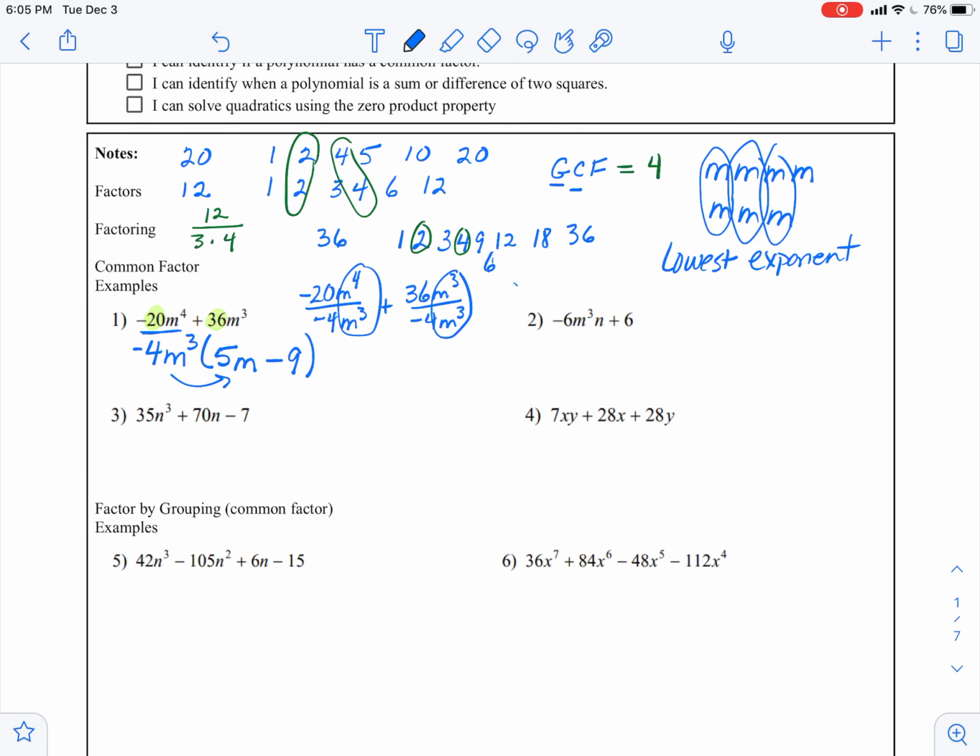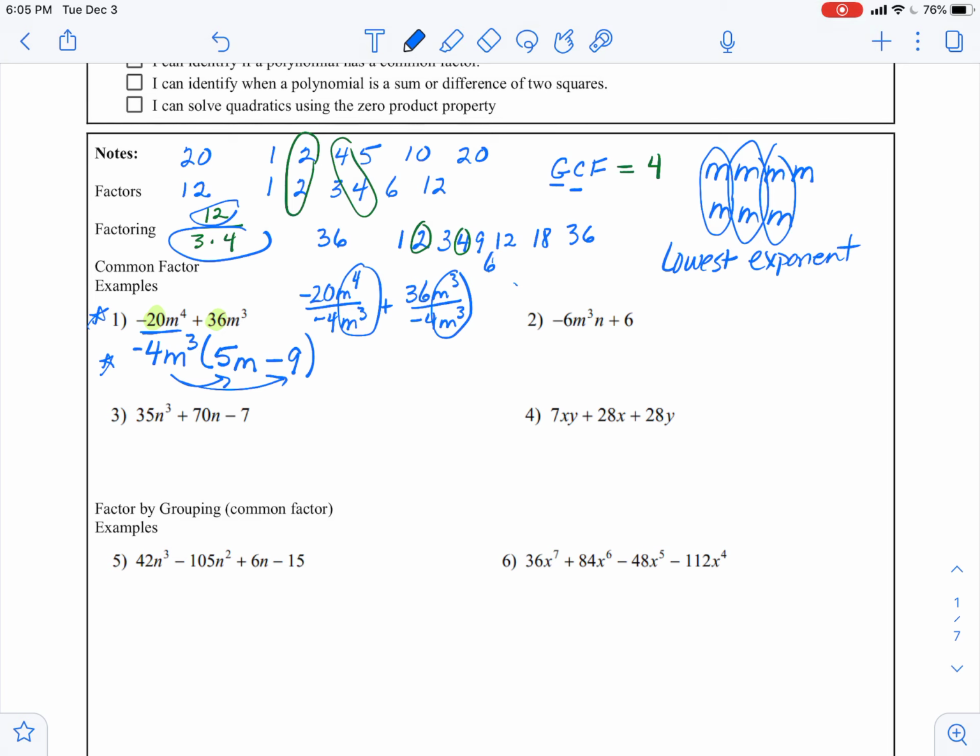Now, what you should be able to do is go backwards and FOIL that, or distribute it, whichever the case may be, and you should be able to get back to your answer. So again, we're just rewriting it. It's still 12 in this case. 3 times 4 is still 12. In this case, this is still exactly that same number. It is just in a different form.